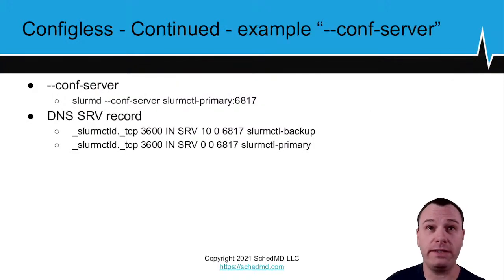The --conf-server will provide the required information to the Slurmd on startup, enabling the service to pull down the needed configuration files. In this example, for --conf-server, the server slurmctld primary runs on port 6817. For the DNS SRV record, as shown above, multiple SRV records can be specified if you have deployed Slurm in an HA setup. The DNS SRV entry with the lowest priority should be your primary Slurm controller, with higher priority values for backup slurmctlds.